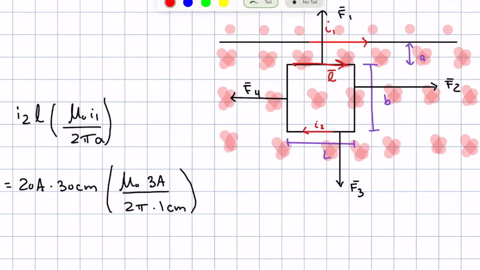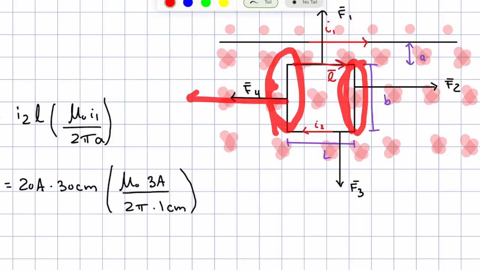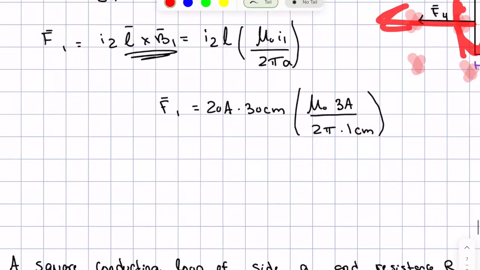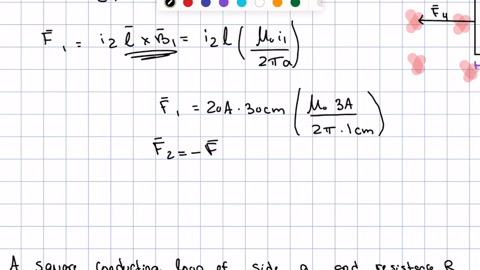For F2 and F4, we know that they're going to be equal and opposite. The idea is they're experiencing the same magnetic field. One of them's being pulled this way, the other's being pulled that way, so they're going to cancel out. We can write that as F2 is equal to negative F4.